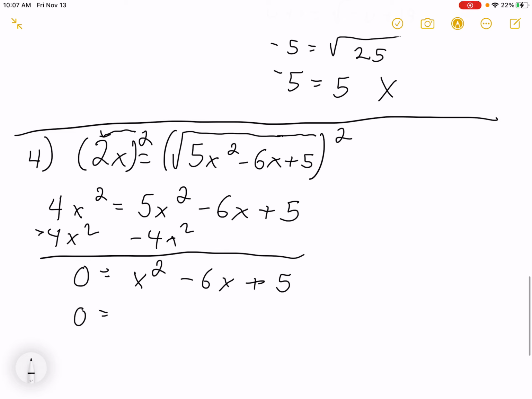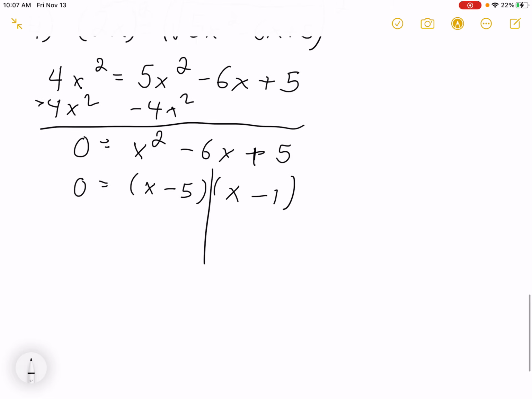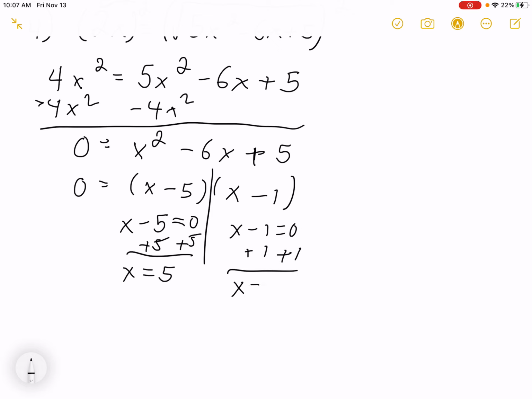And then we'll get 0 equals the right side, which factors as x minus 5 times x minus 1. Okay, take each of our factors, set them equal to 0. x is equal to 5, and x is equal to 1. Again, we're going to have to check both of the solutions, make sure neither of them are extraneous. Let's do the 1 first.